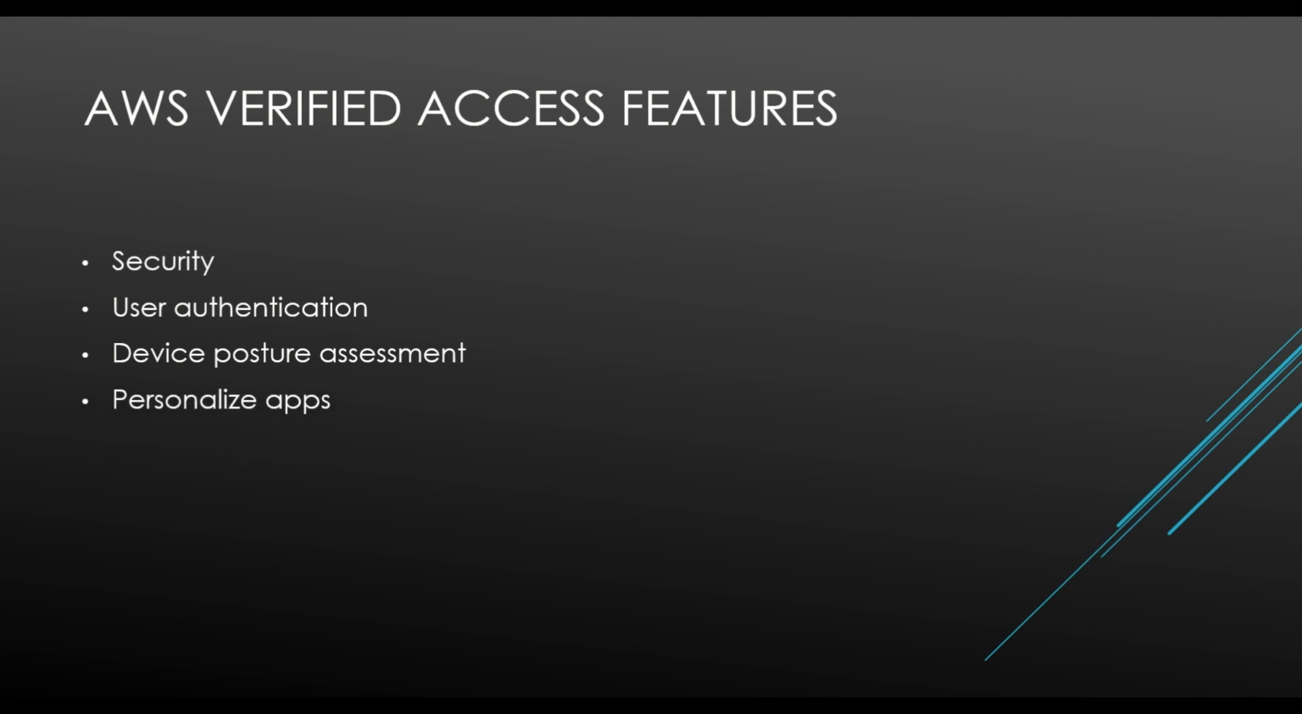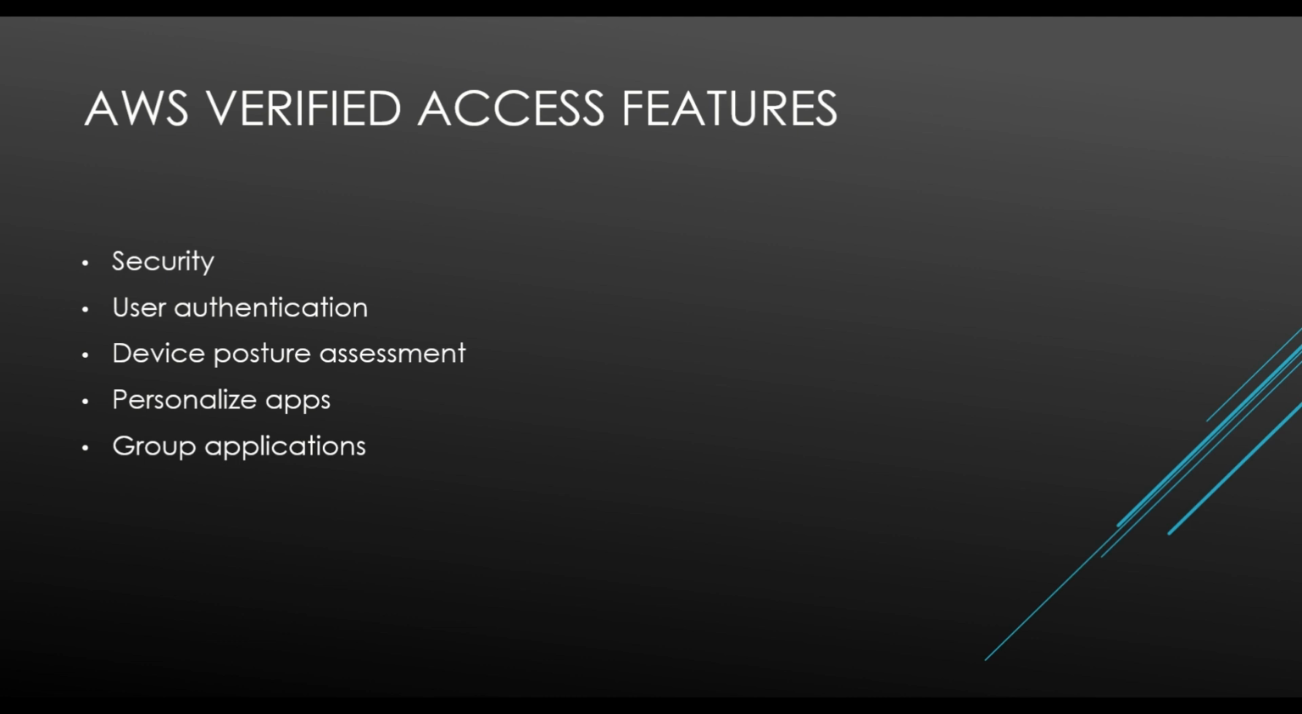Personalized apps. Verified Access passes signed identity context such as user alias to your applications. This helps you personalize your applications using this context, removing the need to re-authenticate the user at your application. The signed context also protects your applications in case Verified Access is accidentally disabled, as the application can reject the request if it doesn't receive the context.